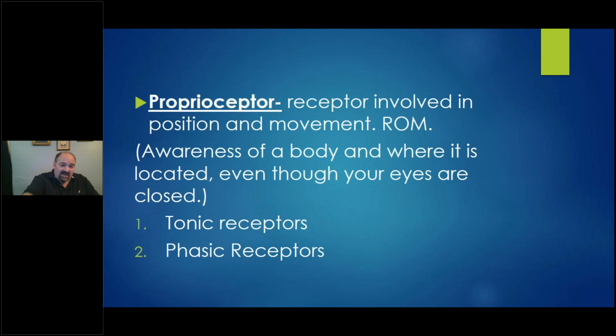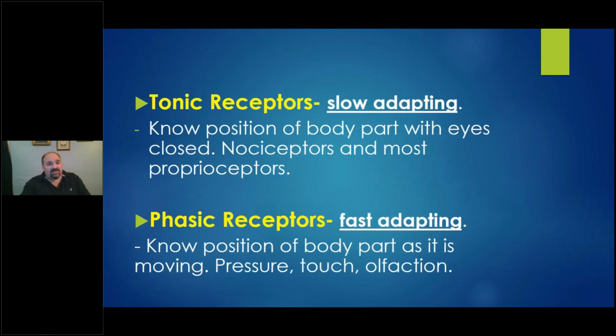You're going to see tonic and phasic receptors on the next slide. Tonic receptors are slow adapting, and phasic receptors are fast adapting. Phasic and fast kind of go together, which helps click it into your mind so you can correlate them. With the proprioceptors, the tonic receptors allow for knowing body position with the eyes closed. Nociceptors and most proprioceptors, right? The nociceptors, we think of as pain receptors, and the fast adapting ones are the phasic receptors.